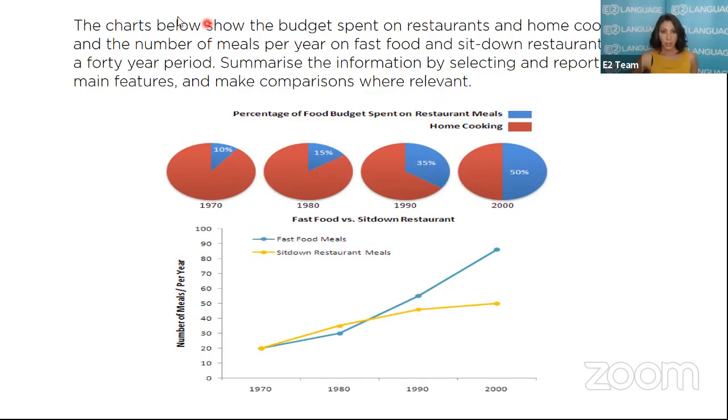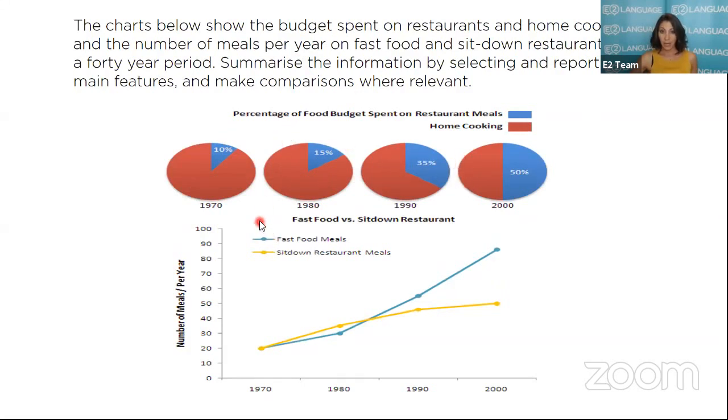Okay, so it tells us that the charts show the budget spent on restaurants and home cooking, as well as the number of meals per year on fast food and sit-down restaurants. So let's just have a quick look here. What do the pie charts show? The percentage of food budget spent on restaurant meals, which is in blue, and the percentage of food budget spent on home cooking, which is in brown.